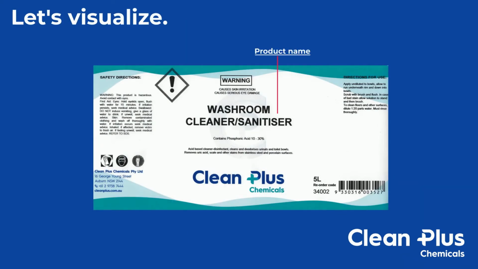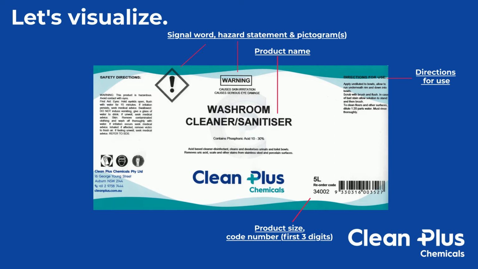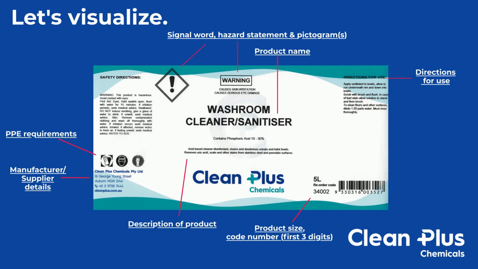Let's visualize. Any label will have the following: the product name, potential signal word, hazard statement and related pictogram, directions for use, the product size and code number. Please refer to the first 3 digits to identify the product. The description of the product. Manufacturer or supplier details. PPE requirements. What equipment you should be wearing when using the product. And finally, the safety directions you should follow.